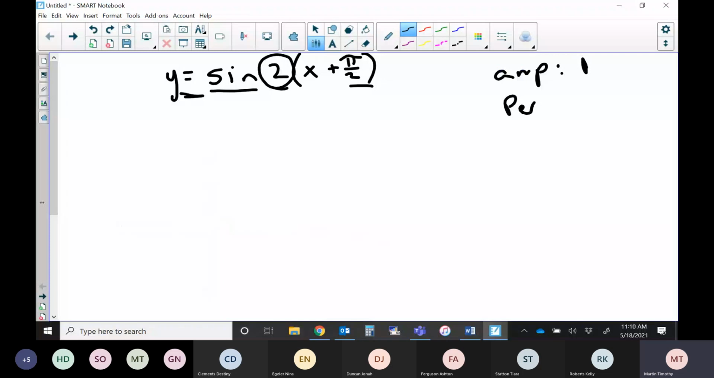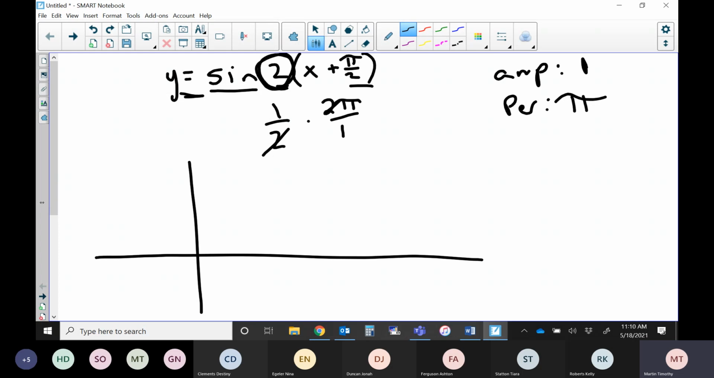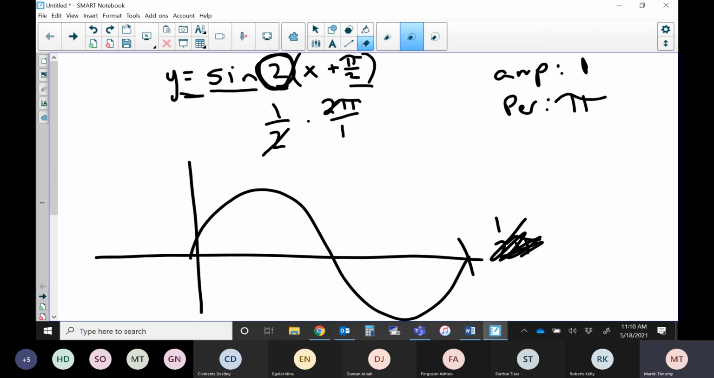My period, though, this affects the period. In fact, I take the reciprocal of that, and I times it by 2 pi. The 2's cancel out, and I realize now my pi is going to be my period. So for this graph, normally that takes 2 pi to do that. But for this graph, it's going to be pi, which makes this pi over 2, which makes this pi over 4, which makes this 3 pi over 4.